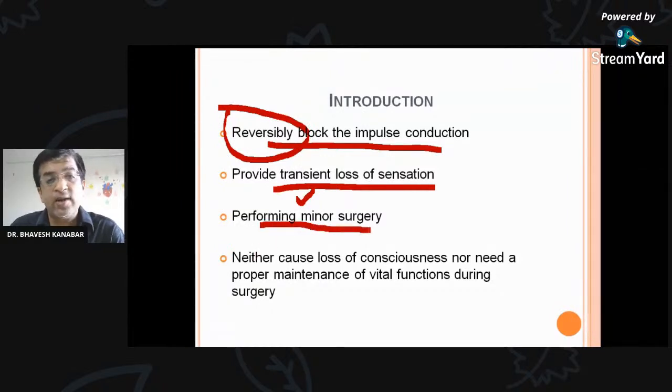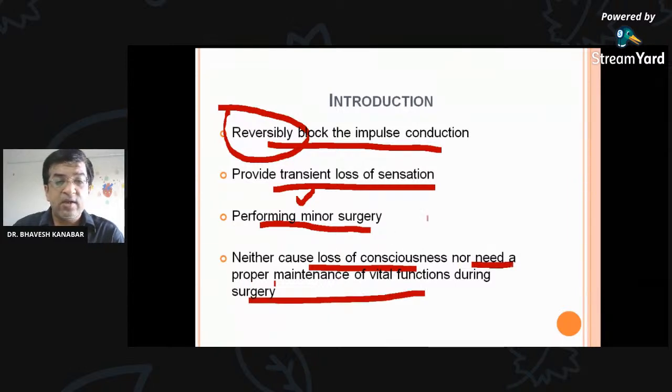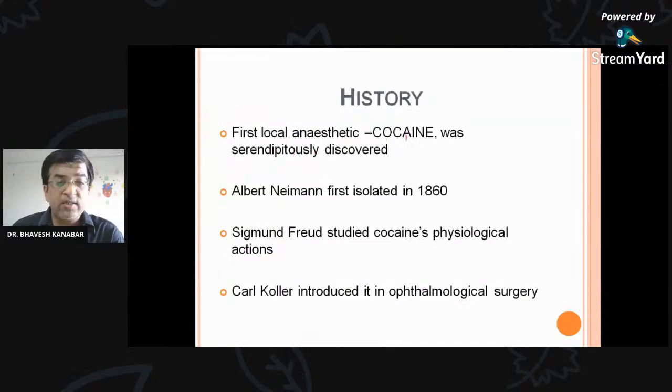And it is useful for performing minor surgery. Local anesthesia is useful for performing minor surgery, for a hand surgery, over the foot or the legs or the fingers, or hernia surgery, hydrocele surgery. It will not cause loss of consciousness, nor does it need proper maintenance of the vital functions during the surgery, which we have already discussed.